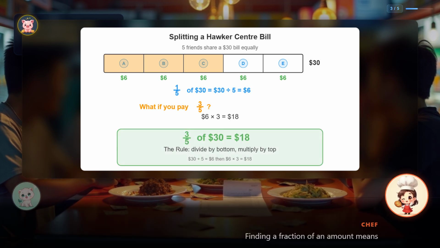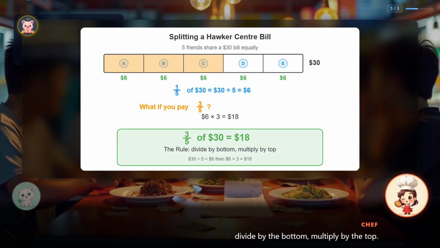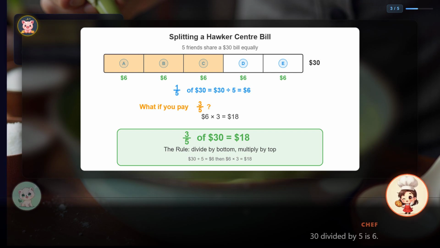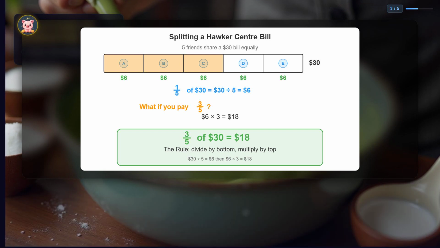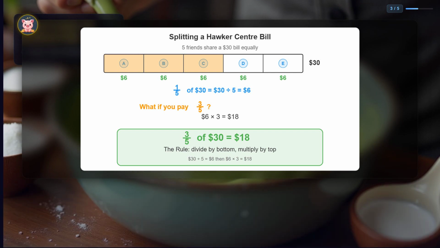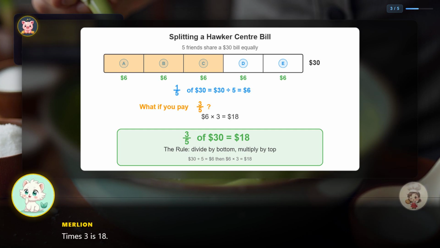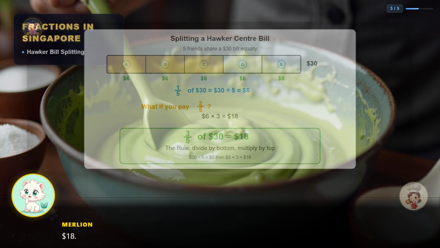Finding a fraction of an amount means divide by the bottom, multiply by the top. 1/5 of 30. 30 divided by 5 is 6. Multiply by 1 is 6. What if you only need to pay 3/5? 30 divided by 5 is 6. Times 3 is 18. $18.